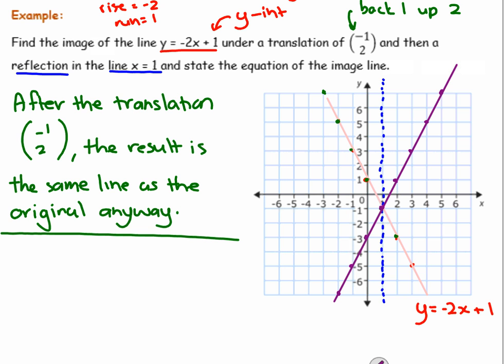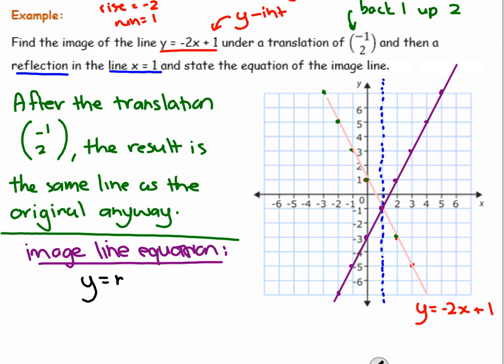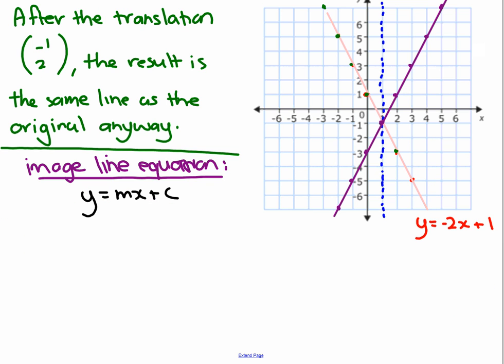Equation is what we're going to work out. So the image equation, again, is a line, so it's going to be in the form of y equals mx plus c. And the y-intercept is -3. So you can see the y-intercept is just right here. It's easy enough. So the y-intercept is -3. So y equals mx minus 3.